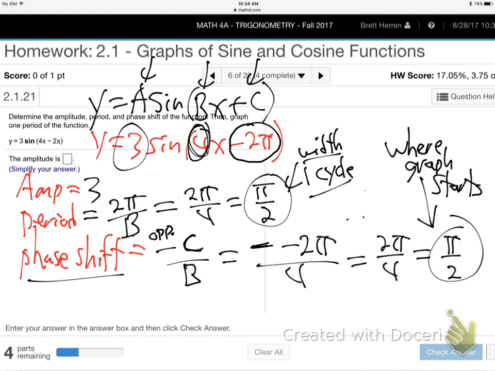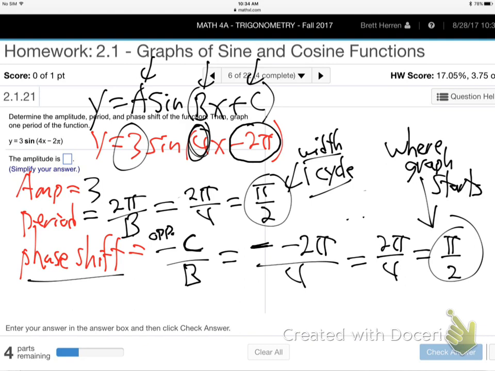So again, for the phase shift, you're going to want to put this on your formula sheet for the exam too. Negative C over B. So it's negative, and C is negative 2 pi. It's whatever comes after the x. Negative, negative 2 pi over 4. 2 pi over 4, pi over 2.